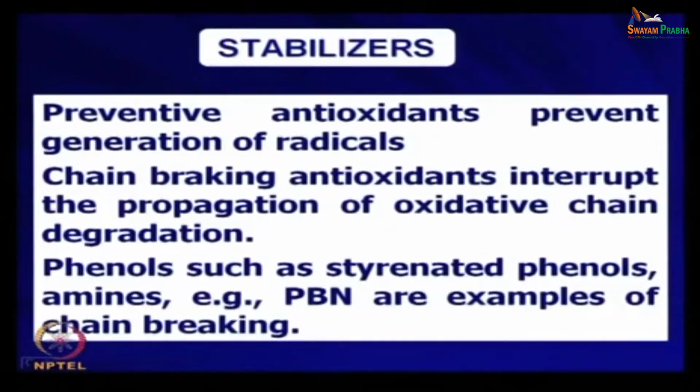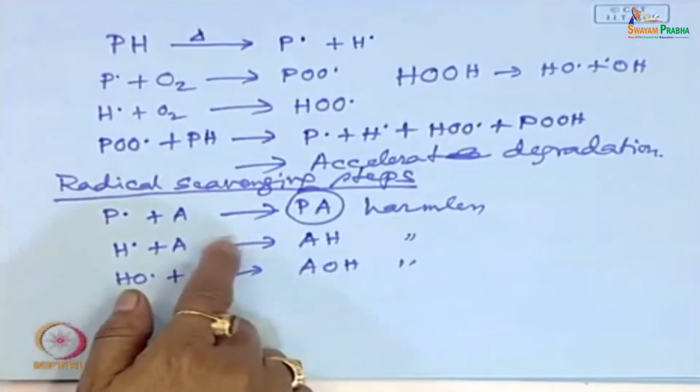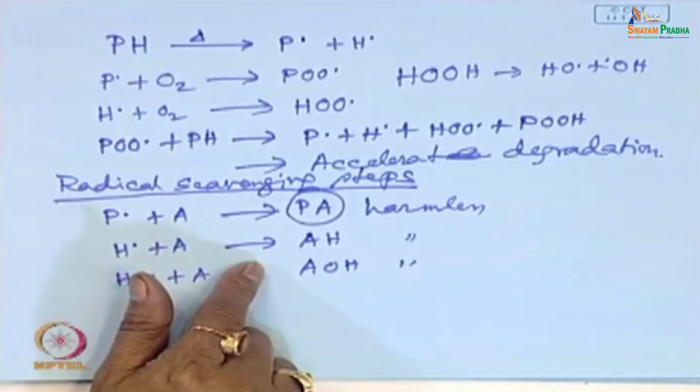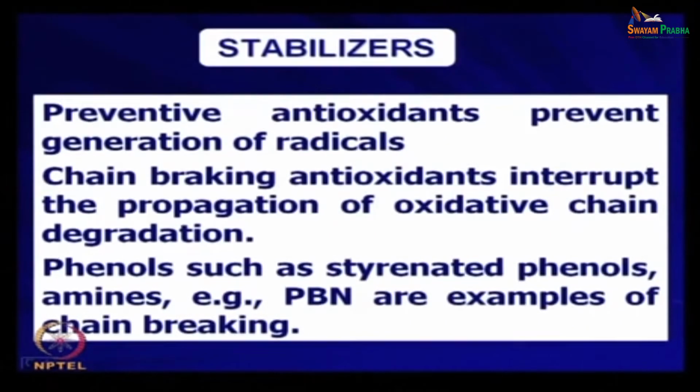Chain breaking, oh here the spelling is wrong, it should be BREA, chain breaking antioxidants. Chain breaking antioxidants means it will break the chain reactions. Degradation reactions are chain-like reactions, non-stop reactions, that is called chain reaction. That degradation chain will be broken by such kind of radical scavenging steps. Radical scavenging is called chain breaking reactions, and interrupts the propagation of oxidative chain degradation.